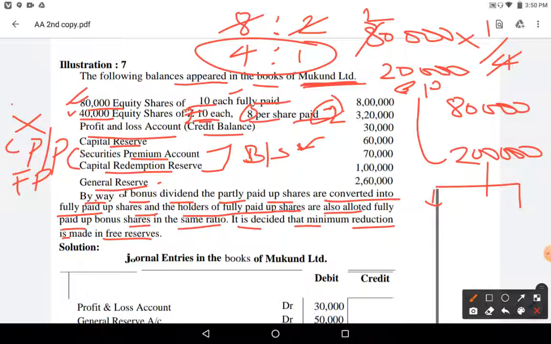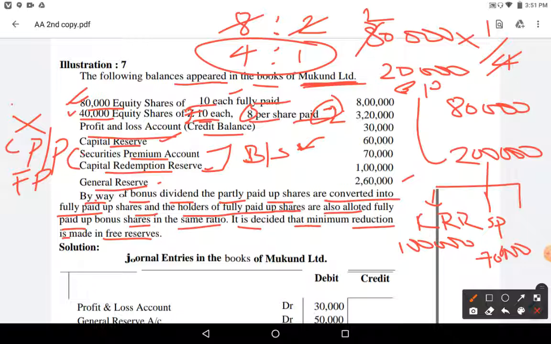For the purpose, they said, use the free reserves lesser one. So I'll use 1 lakh from the capital redemption reserve, CRR. For bonus shares we can use capital redemption reserve, CRR 1 lakh, and we are having securities premium 70,000. So 1,70,000 is over. Remaining we can use from either capital reserve or general reserve. This is what we can do.